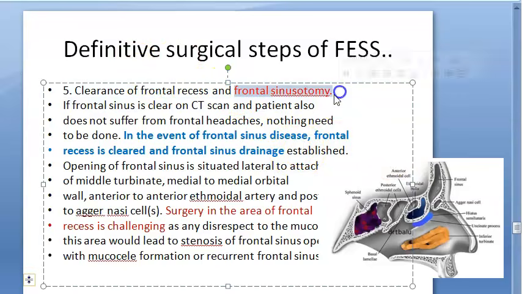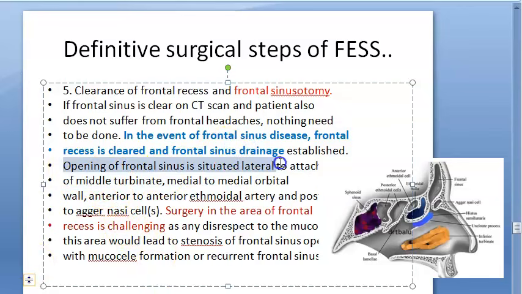Now coming to frontal sinusotomy, only if it is required. If there is frontal sinus disease, then only they are clearing this recess and draining this frontal sinus. If the frontal sinus is clear on CT and the patient doesn't have any frontal headaches, etc., you need not do anything, okay? But only if there is a disease, then you can clear the recess and drain the frontal sinus, okay? So where will you open?